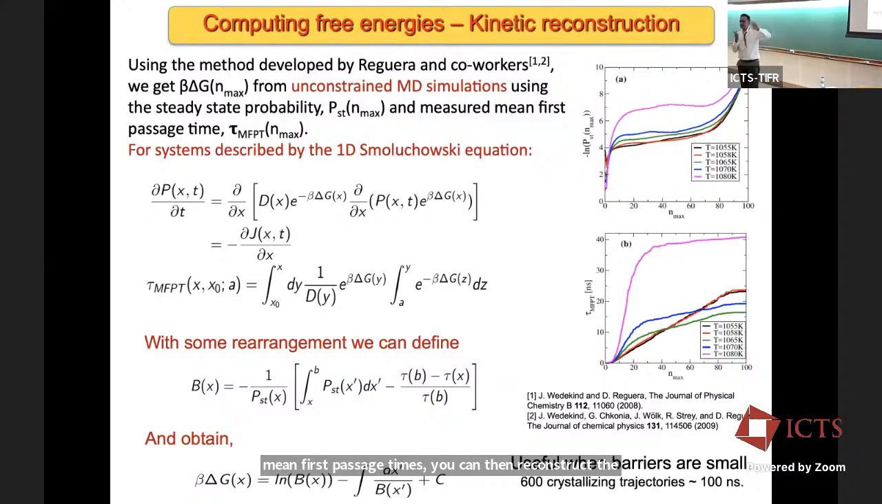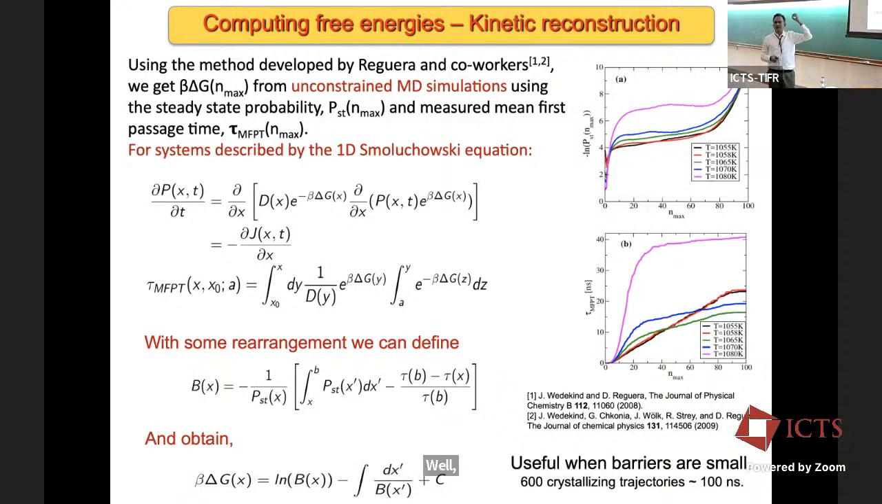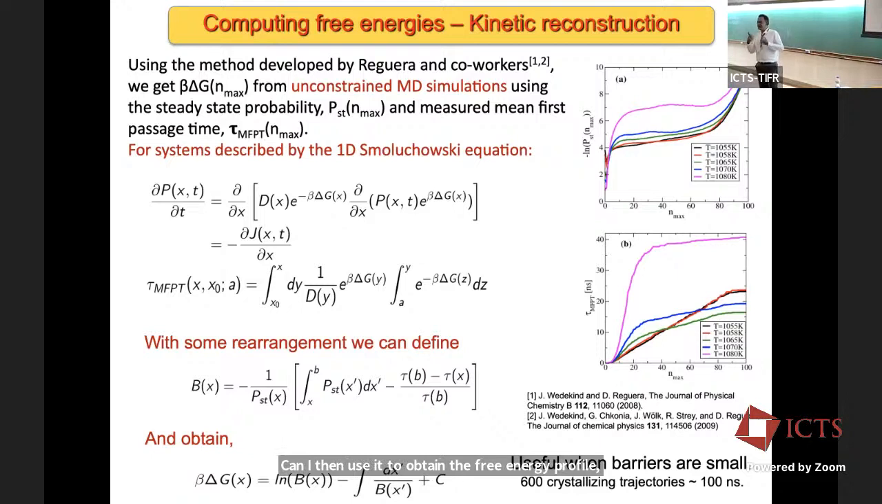Okay, so we're not trying to solve these equations. Well, we're doing the inverse problem, so we can't. But the idea is, if there are things that you can measure cleanly in simulation, such as the stationary distribution and the mean first passage time, can I then use it to obtain the free energy profile, which is, I guess, in some context, usually the input, but this is what we want to derive from our simulations. And so this is indeed what we do.